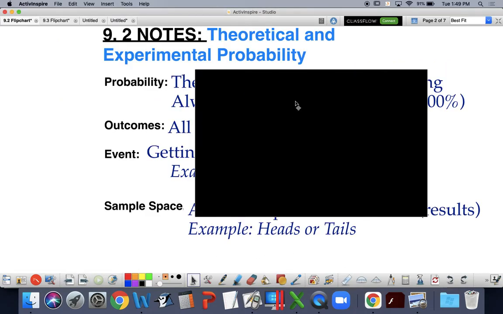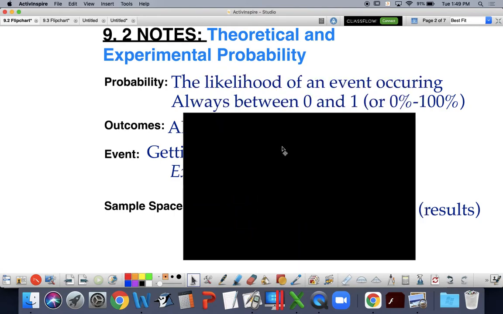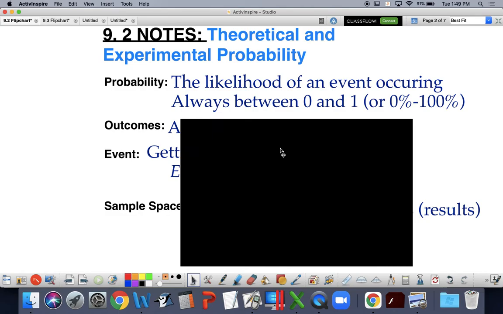So first, I want us to define a couple things, right? We haven't talked about probability at all this year. So let's make sure we know what probability is. It is the likelihood of an event occurring. It's always going to be a number between 0 and 1. If you wind up with a number bigger than 1, you've done something wrong. Sometimes people like to write it in percentages. So a number between 0 and 1 is the same thing as 0% to 100%.